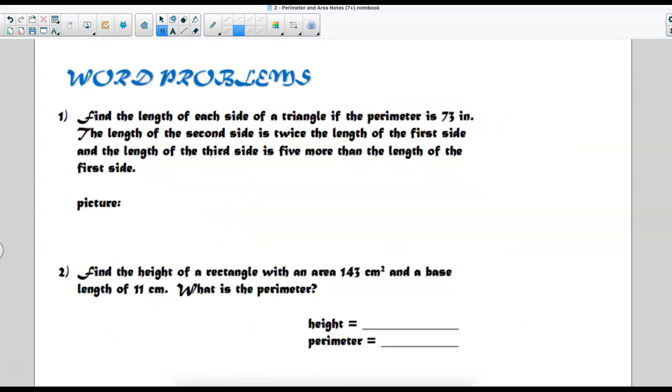Okay, and then we're gonna look at these word problems, because word problems are sometimes tricky and we need to pick them apart. Find the length of each side of a triangle if the perimeter is 73 inches. The length of the second side is twice the length of the first side. The length of the third side is 5 more than the length of the first side. Ooh, okay. Let me draw this out. Here's my triangle. Here's the first side. Let's call it x. Tell me about the length of the second side.